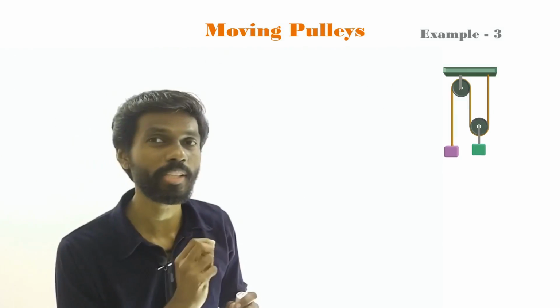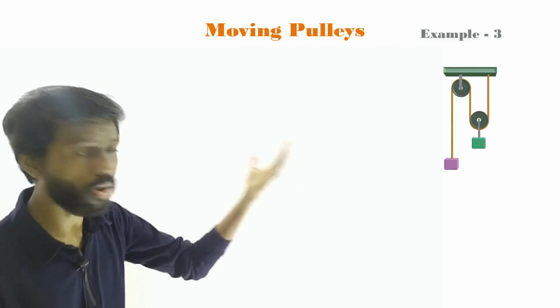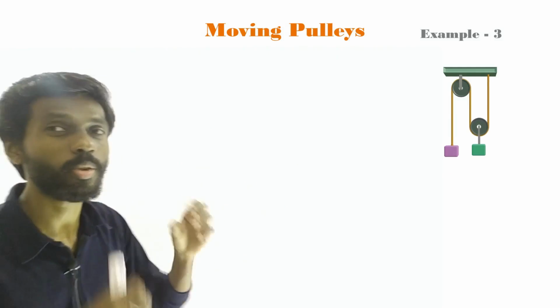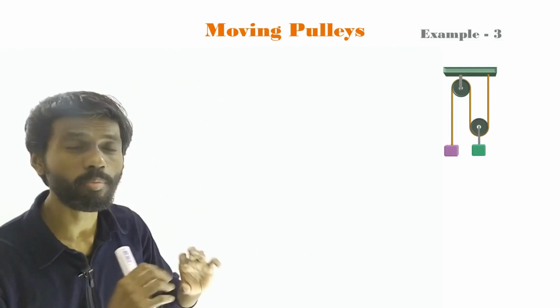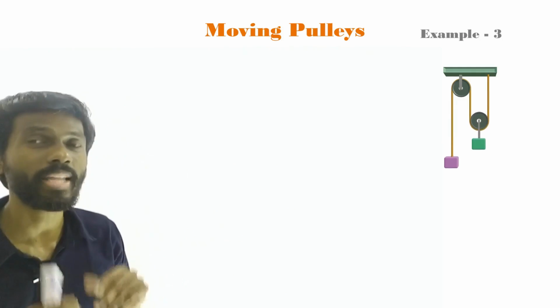Here we have two pulleys, one of which is a fixed one. The pulley on the left is connected to the ceiling. So that is a fixed pulley whose acceleration is 0. The other pulley is a moving one, right? What is the acceleration of that pulley?